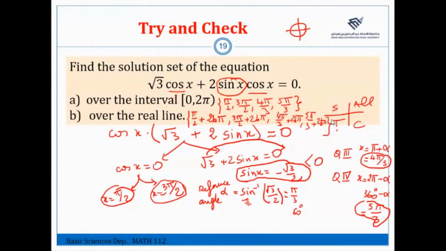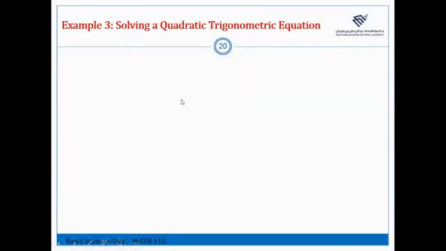We have another type. Let's go to example 3. Example 3 is another type, the last type. We will see 3 types. We saw degree 1 with one function. We saw degree 1 with more than one function, 2 functions. Now we see degree 2, a quadratic equation.